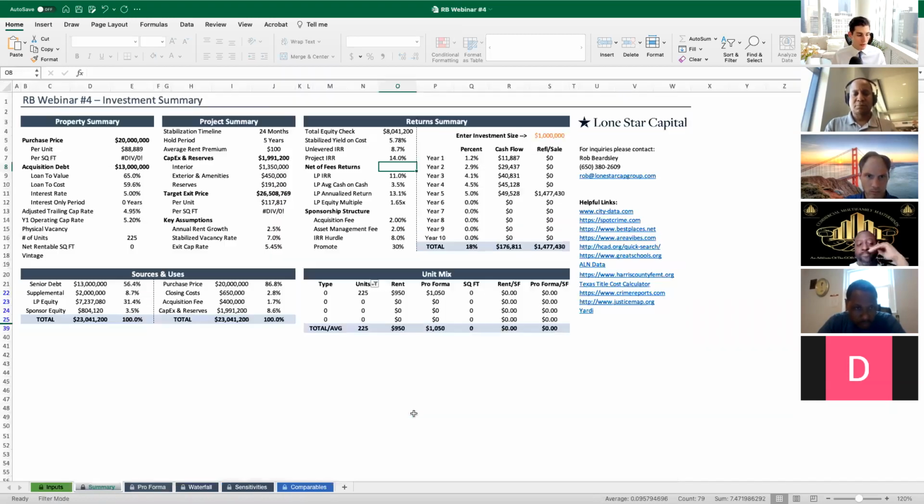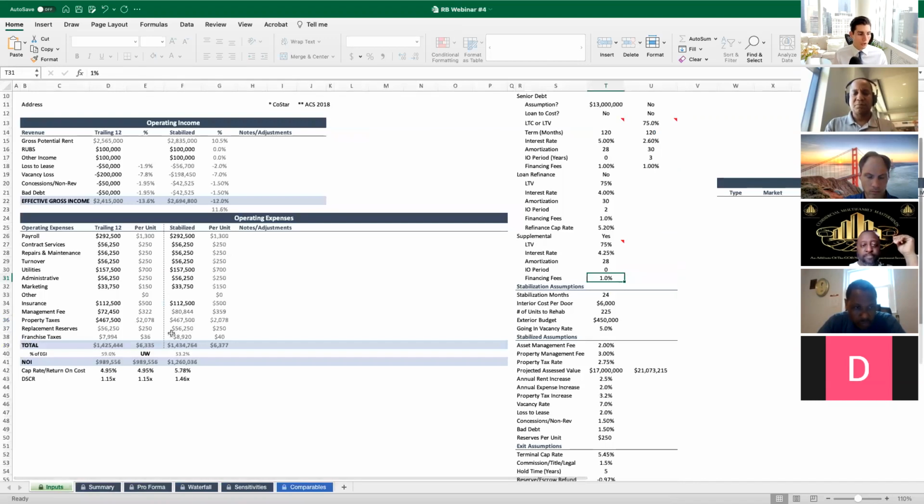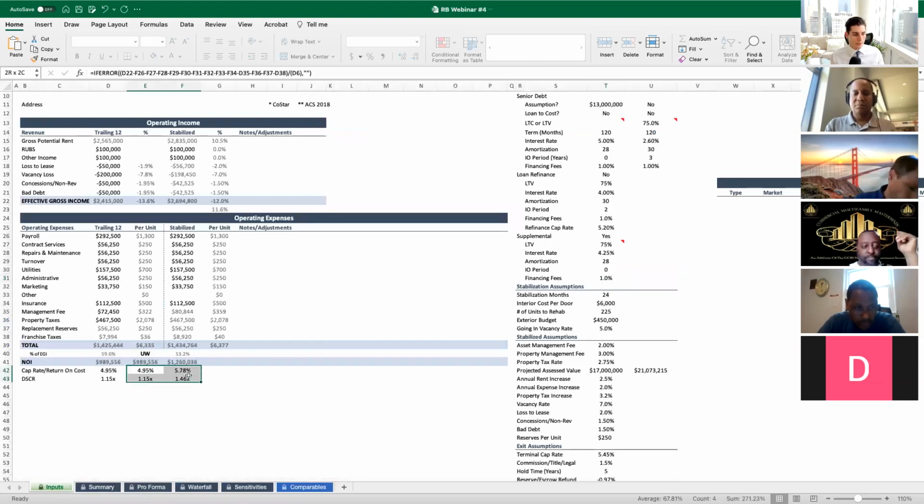Now going to return on cost, I'll go back to this tab. As we were talking about from the very beginning, the return on cost here is a measure of your stabilized income divided by your all-in costs of stabilization, right? So what are the costs associated with you implementing your business plan? Well, first you have to buy the deal. So you have your purchase price, and then you have your construction costs or CapEx and things like that.